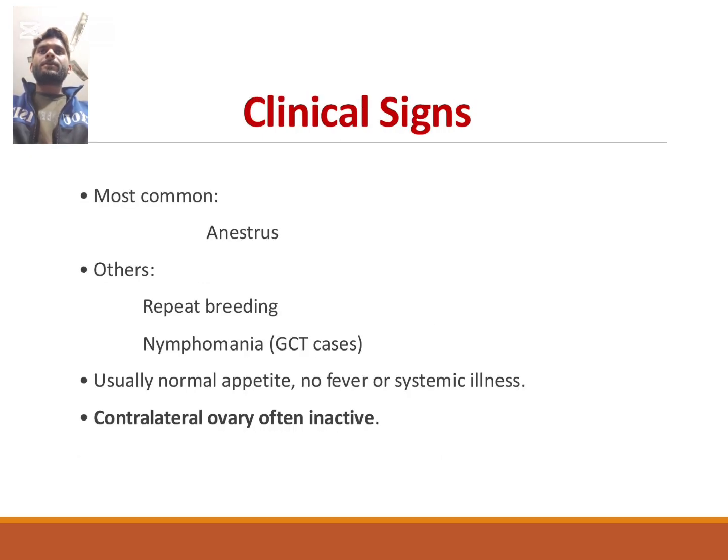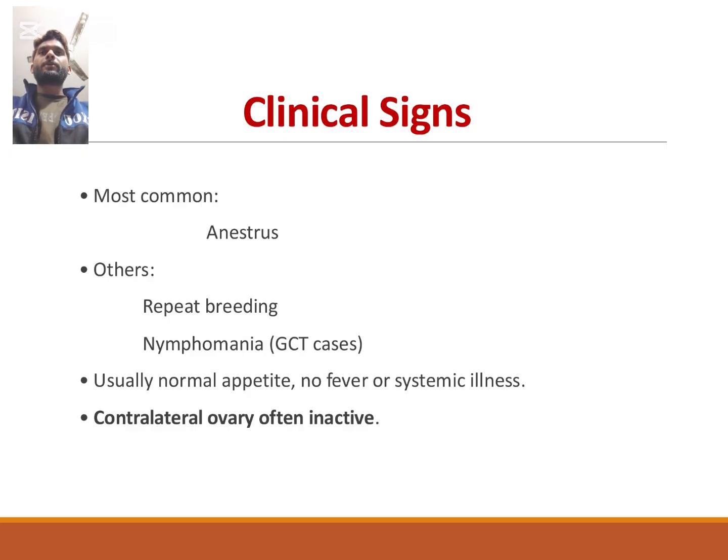So, the clinical signs related to this condition: the most common clinical sign is anestrus. Other signs are repeat breeding and nymphomania, meaning the cow comes into heat again and again with a short interval, mostly in cases of GCT. Usually there are no systemic illness or signs, no fever, and there is a normal appetite. The contralateral ovary is often inactive.